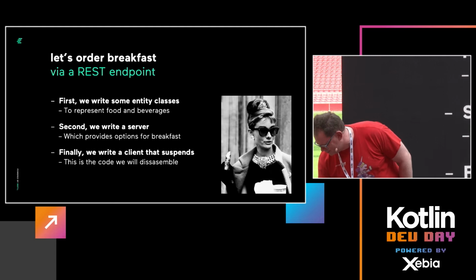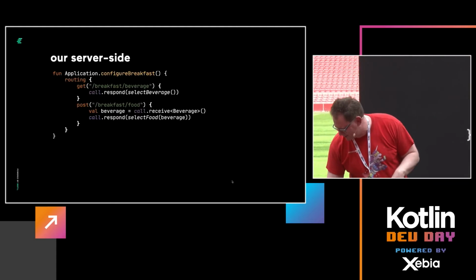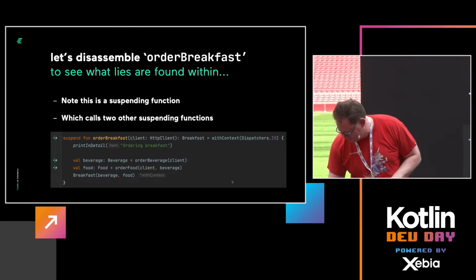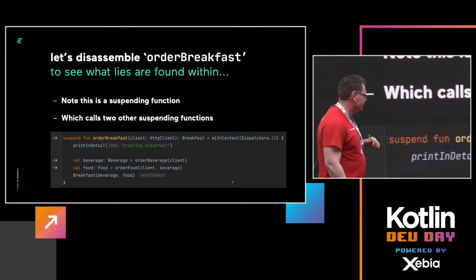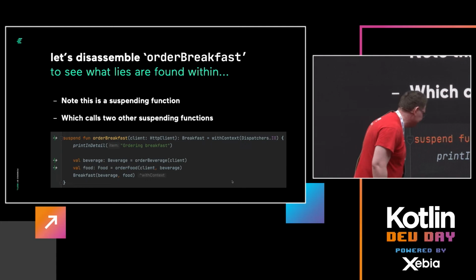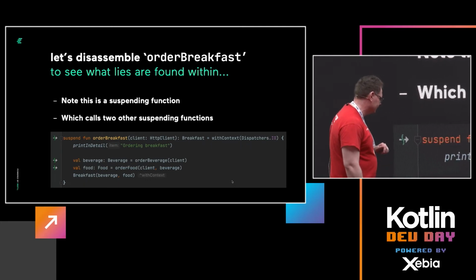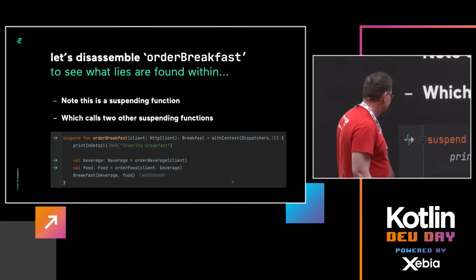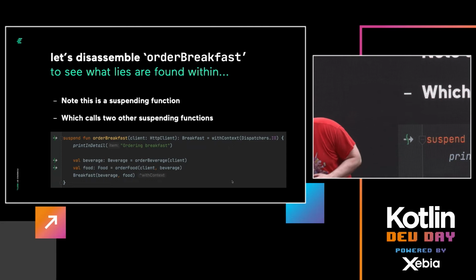Okay. So let's talk about suspending functions. Normally we would have a big demo where we build this up and we have client code and server code and it will all be in the repo and all that kind of thing. But all you care about is we've got a suspending function called order breakfast, and it calls a suspending function that orders the beverage, and then another suspending function that orders the food, and then it builds and returns the breakfast. That's all we care about, okay? The suspending function order breakfast uses order beverage and order food to build your breakfast.